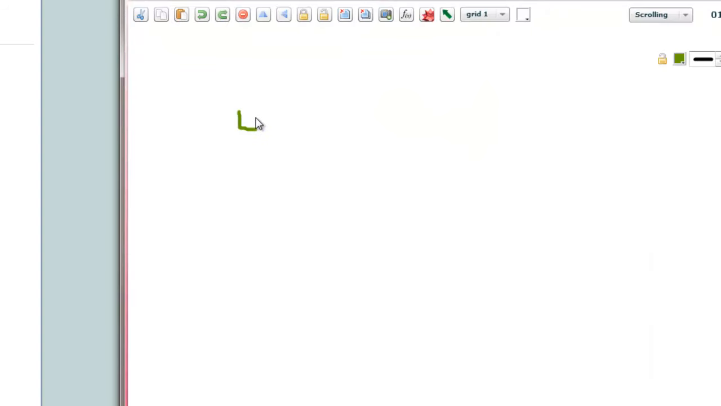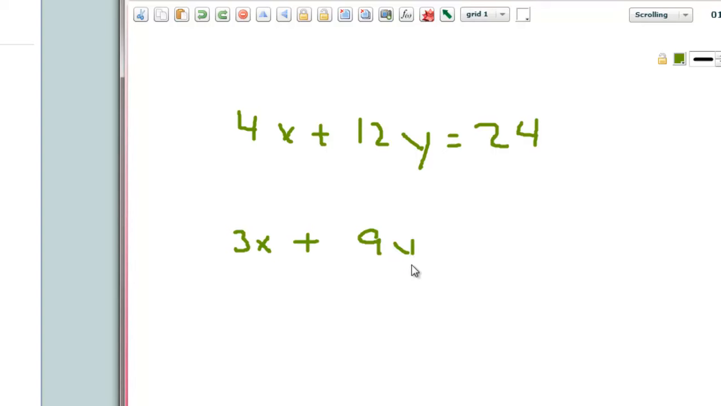So we had 4x plus 12y equals 24, and we also had 3x plus 9y equals 18. Let's reduce both of those equations. And what I mean by reduce, this one here, 4, 12, and 24, they actually all have something in common. They have a 4. So if I divide everything by 4, it won't change the equation, but it'll reduce it a little bit.